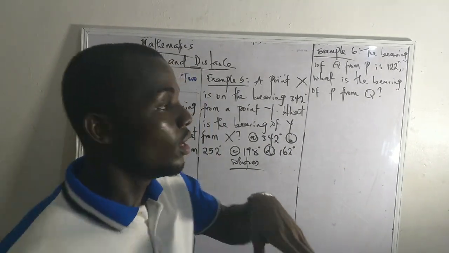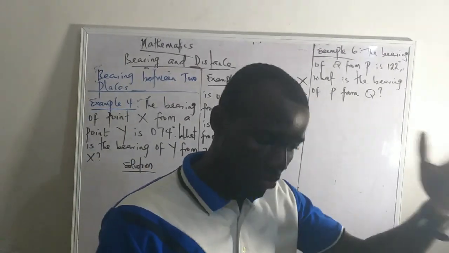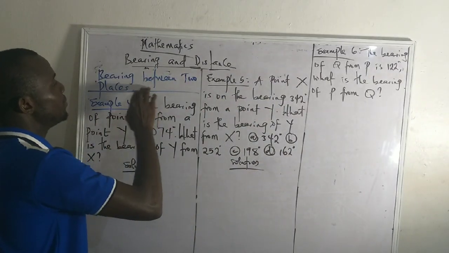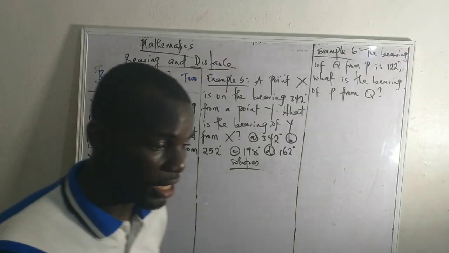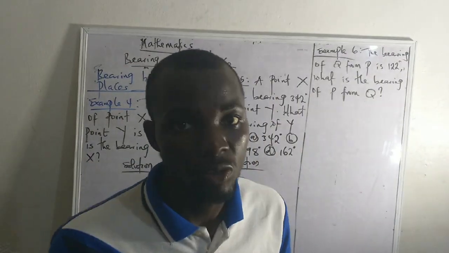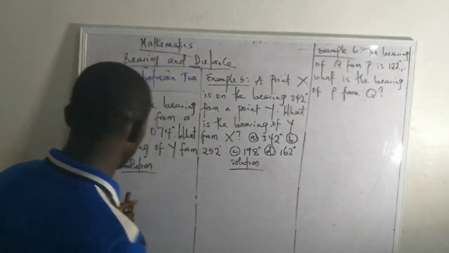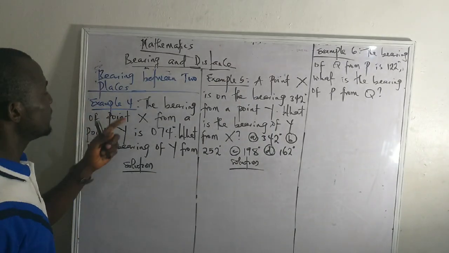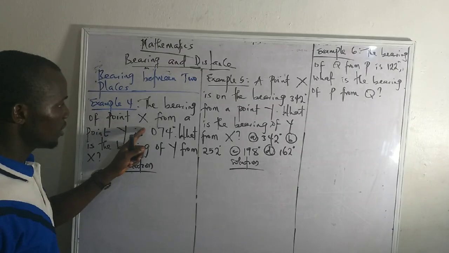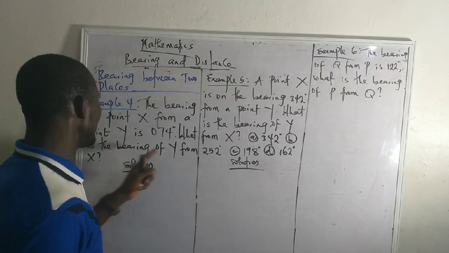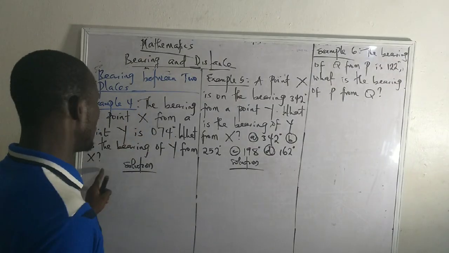So let's look at another case. We have the bearing. We want to look at bearing between two places, not involving the distance or the magnitude, as we can say. Now, this is a question before us. It said the bearing of point X from a point Y is 74. What is the bearing of Y from X?